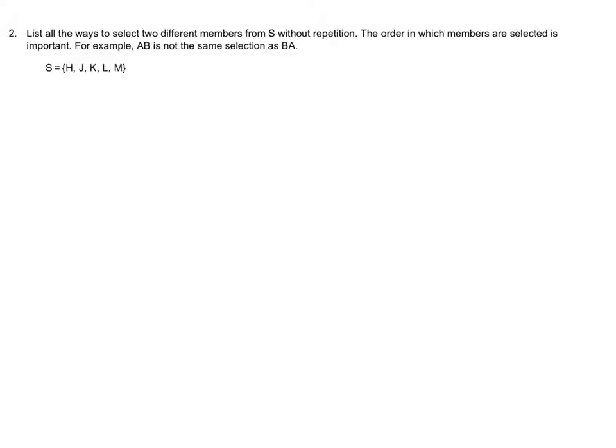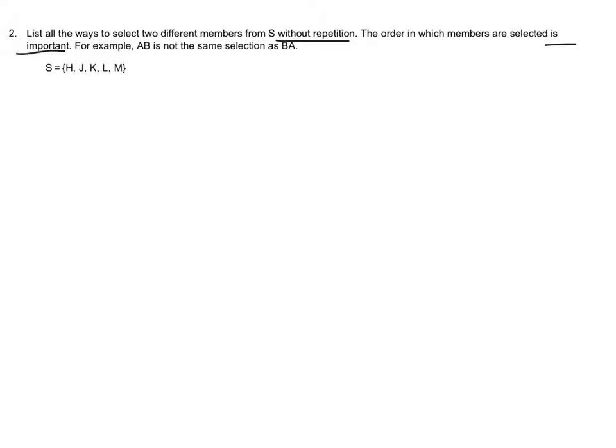So this problem is a little different because now we cannot repeat the members. Like before, we had BB. In this case, we cannot do that because repetition is not included. Also, this problem says that the order in which the members are selected is important. This means that AB is not the same as BA, so we would include both of these pairs, as in the last question we did not include both of those pairs. We only include one.